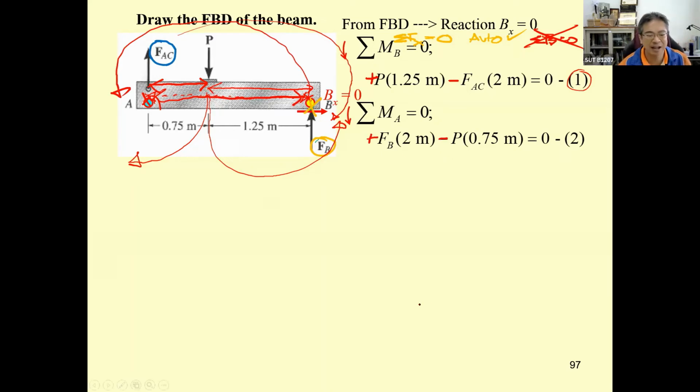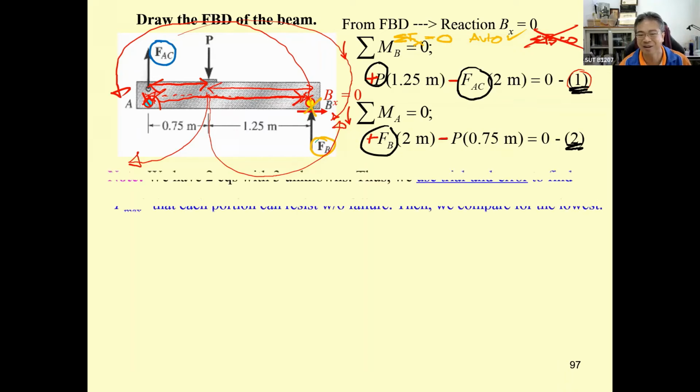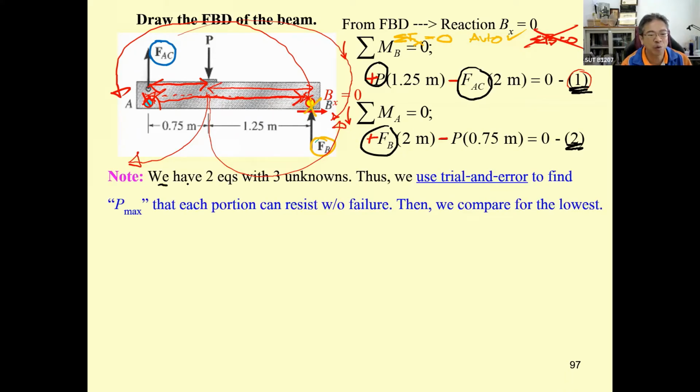What do we have here? We have the unknowns 1, 2, and 3, and we have only 2 equations. What are we going to do? We cannot solve these 2 equations directly. Since we cannot solve it directly, you have to do trial and error. That's why it's hard. So we have 2 equations with 3 unknowns, and we will use trial and error.